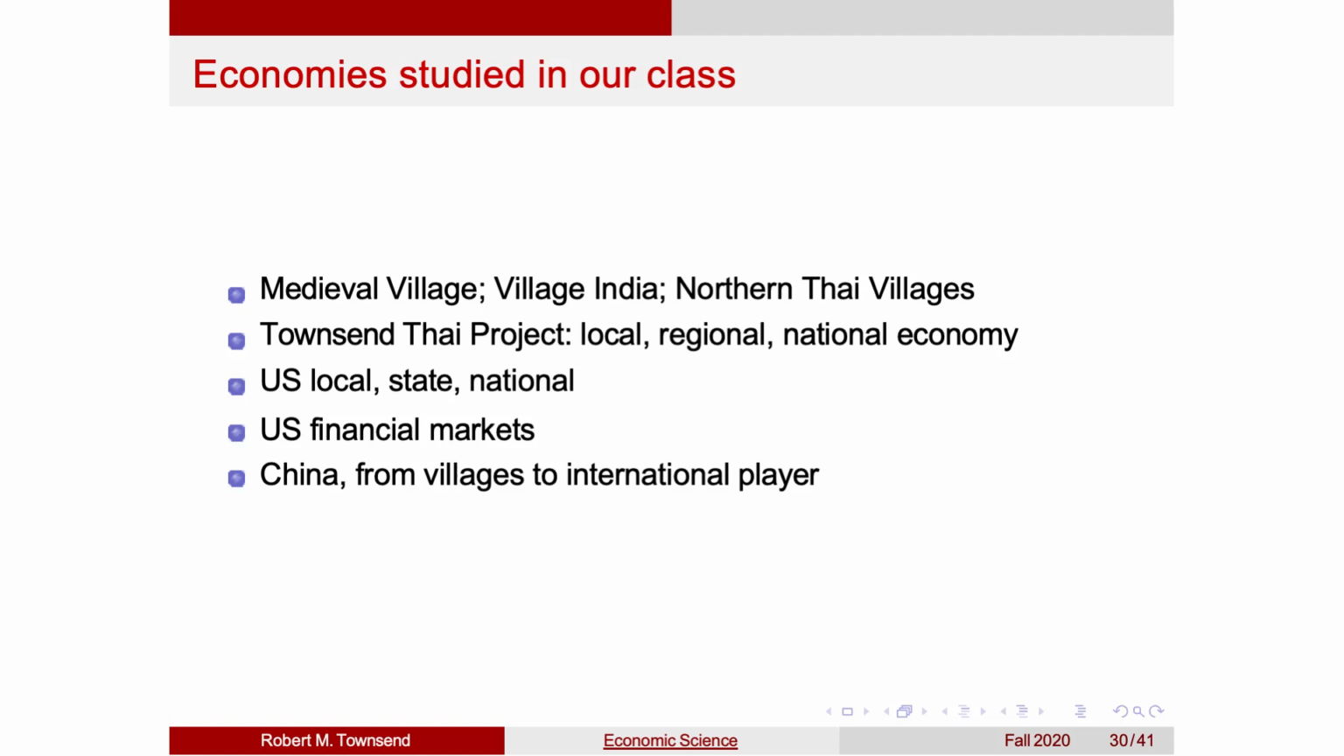So I listed previously 5 economies, then the comment that they're metaphors really, including for the study of modern economies, including all the way through Bitcoin and things that are happening today. Here's a partial list. We're going to study the medieval village economy. We're going to study village India, northern Thai villages. We're going to go from villages to local economies, as in Oaxaca, in this case, Thailand, to regional economies, to the whole national economy. So we're as much talking about nation states as we are about individual villages.